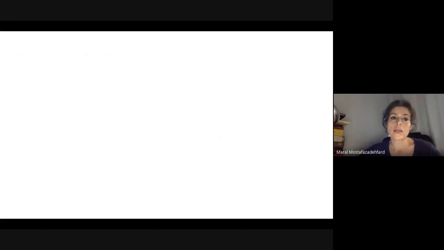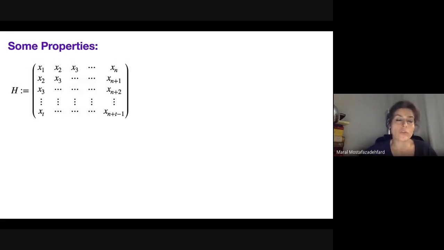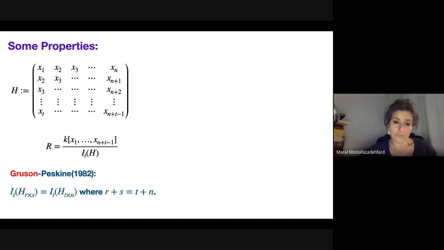So, these rings actually have very nice properties that I'm going to introduce some of them here. These are well-known properties. So again, consider this matrix and the quotient ring, which is the Hankel determinantal ring. The first property that I would like to talk about is an elasticity property of this matrix. So what does it mean?